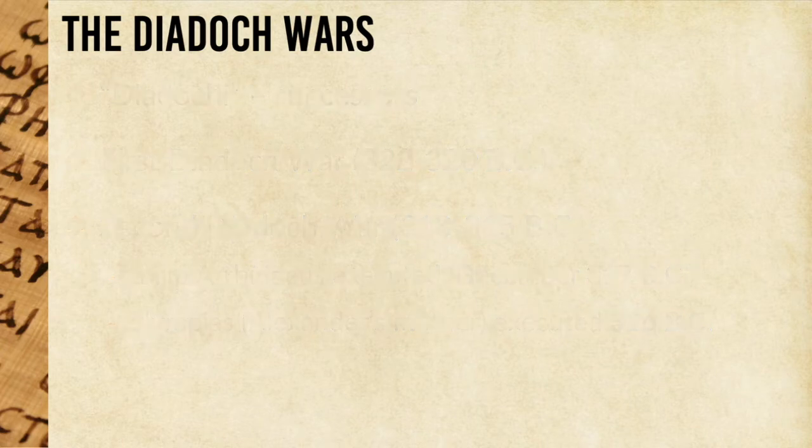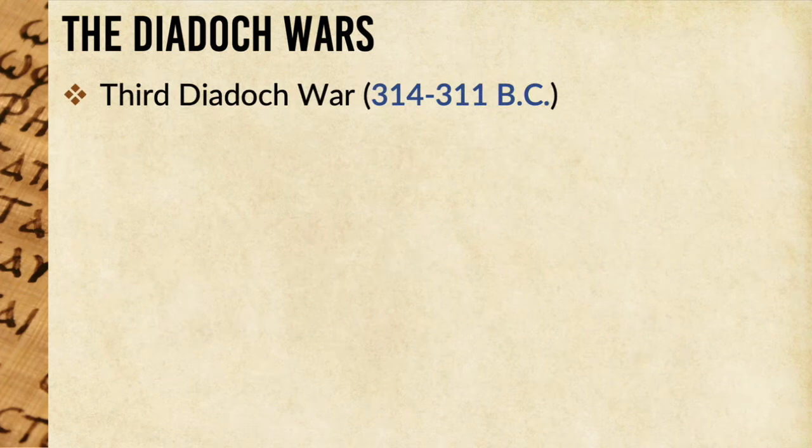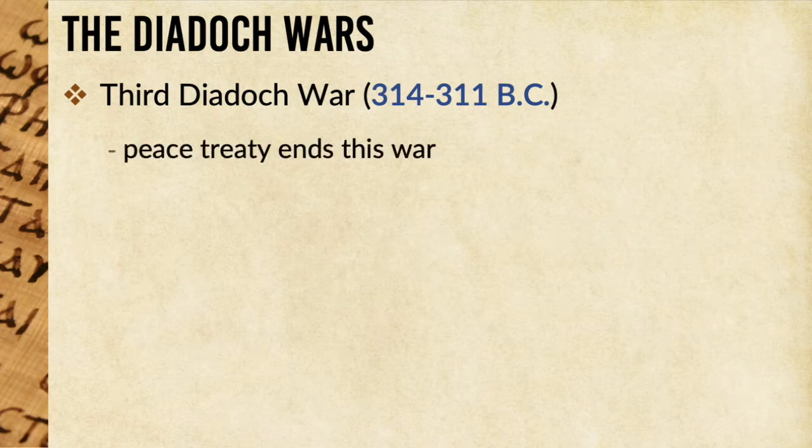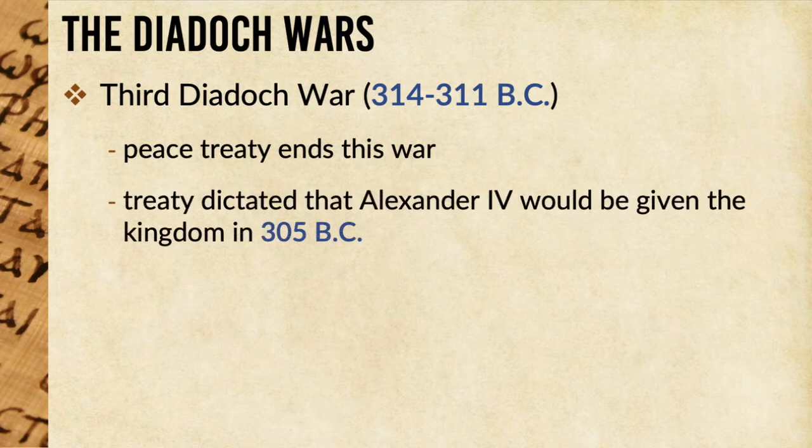It doesn't last very long, because then in 314 BC, we get the start of the Third Diadoch War, and it's going to go till 311 BC. This Third Diadoch War is ended in a peace treaty. The treaty dictates that Alexander IV, remember, that is the son who had not yet been born when Alexander died, Roxana is his mother, is going to be given the kingdom in 305 BC. So the treaty says, okay, Alexander's too young right now to get the kingdom, but in 305 BC, we'll give him the kingdom. He'll be able to rule. That would have made him, if my math is correct, about 17, 18 years old and able to take over the kingship. So that's the term of the treaty.